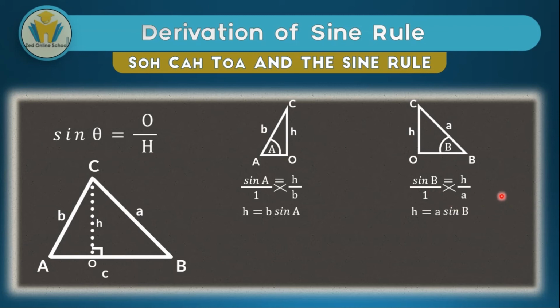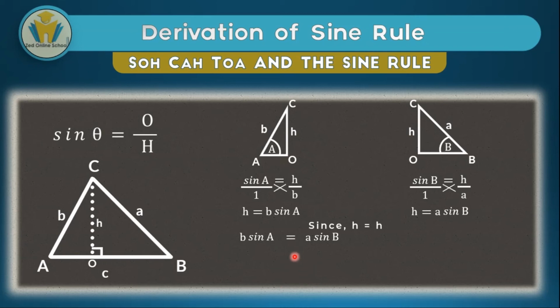Everything looks fine. Now what I want you to note is that we have two representations for the same length, which is H. H has been represented as B sine A, and again it has been represented as A sine B, meaning these two are equal. We show that mathematically with this simple statement: since H is equal to H, B sine A is equal to A sine B.